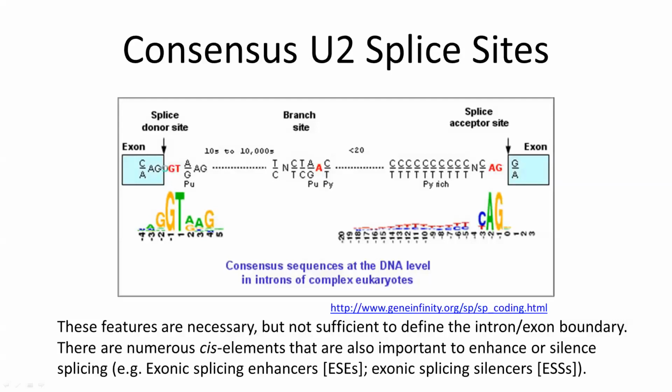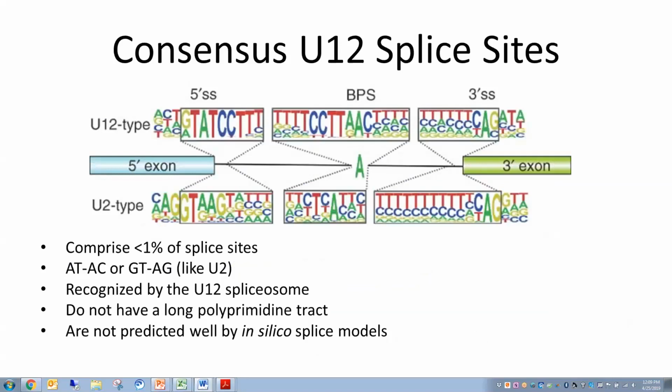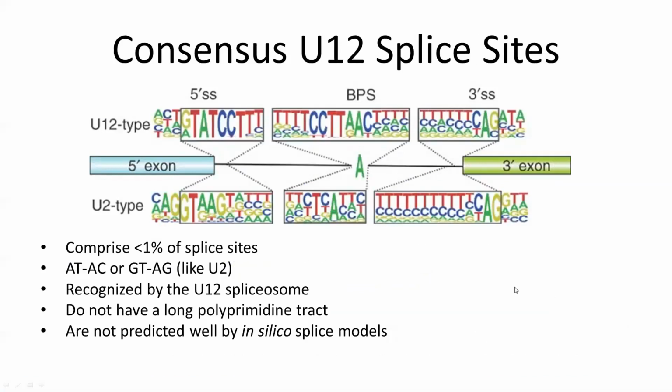So I did want to bring up U12 splice sites. Sometimes there's concern over these splice sites. What am I looking at? Sometimes people don't know if they're looking at an unconventional U2 splice site or a U12 splice site. I think it's safe to say you're looking at an unconventional U2 splice site. U12 splice sites are actually extremely rare. They're less than 1% of splice sites.